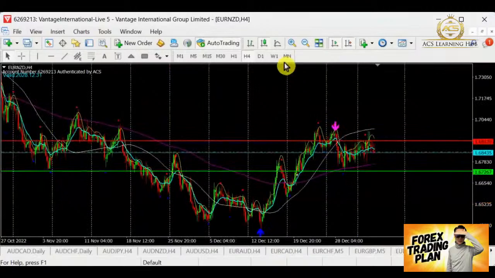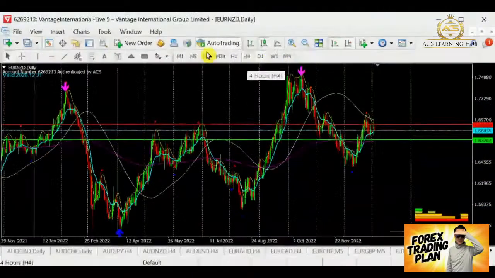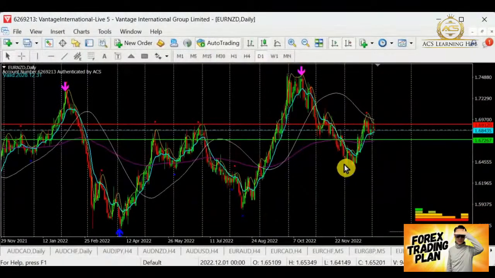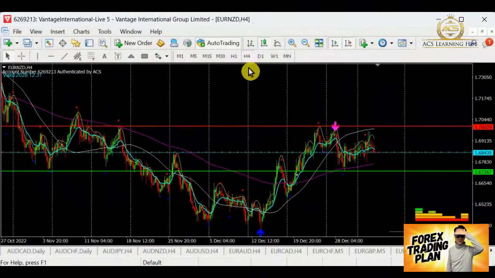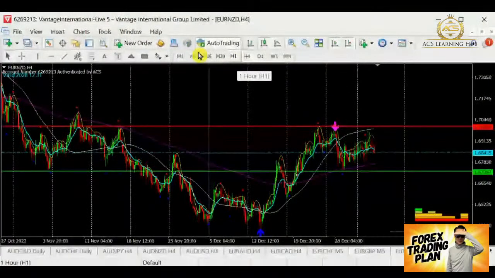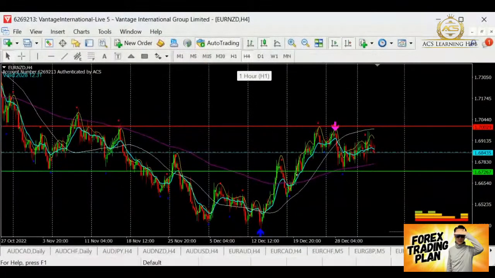Okay, so Euro Kiwi. Let's go with Euro Kiwi over here. Euro Kiwi, we are actually still in the bear. So retracing upwards, it tested the resistance up here, and after that it started to step off. It's slipping off downwards now. Looks like selling is still possible.